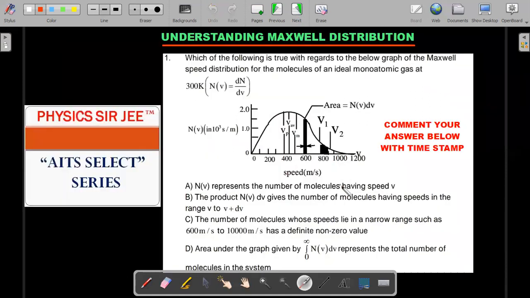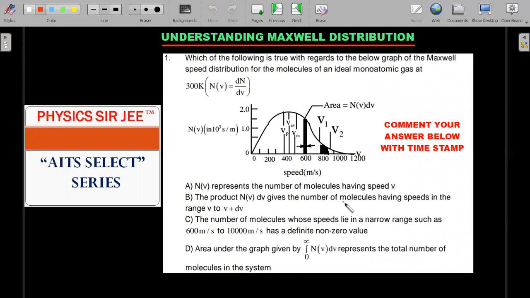Okay, so let's move forward. Another Maxwellian distribution question, just to make sure that you understood the concept that I have taught, is from the AITS select series. It's a question from a China AITS paper that I have set in the past.